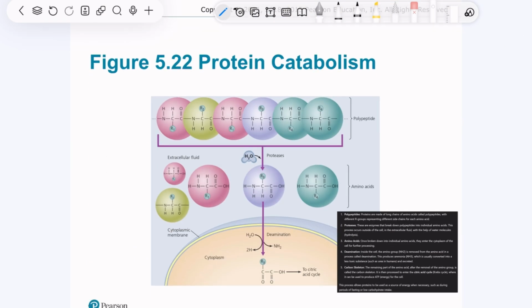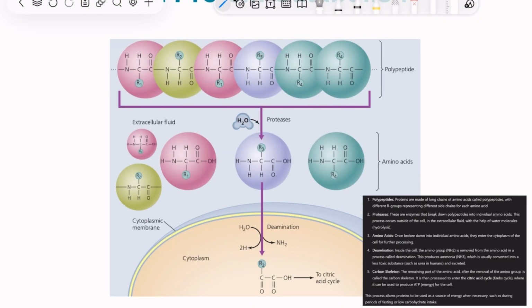Protein catabolism. So, proteins are made of long chains of amino acids called polypeptides, with different R groups representing different side chains for each amino acid. There are enzymes that break down polypeptides into individual amino acids. This process occurs outside the cell in the extracellular fluid with the help of water molecules, which is hydrolysis. Once broken down into individual amino acids, they enter the cytoplasm for further processing.